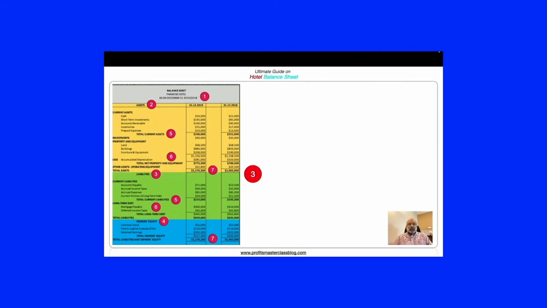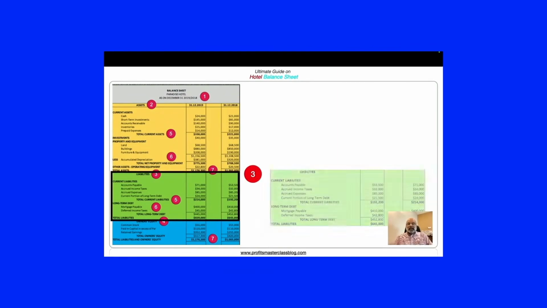Number 3 on this Paradise Hotel balance sheet is liabilities. And as you can see, just like current assets, you have current liabilities. Current liabilities are those claims or obligations that Paradise Hotel must pay within a financial year. You can see the subcategories: accounts payable, accrued income taxes, accrued expenses, and something called the current portion of long-term debt. We will go into more detail in later videos when we describe current liabilities, and there is a total for current liabilities. Next comes long-term debt.